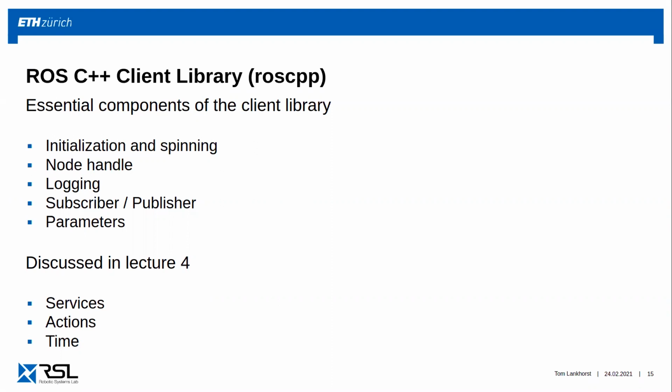First of all, we will discuss initialization and spinning, which is the essential startup of your ROS node, and does household and bookkeeping tasks. Then we will discuss what the node handle is. Logging, subscribers and publishers, and parameters are other essential components of the ROS CPP library. Later, in Lecture 4, we will also discuss services, actions, and ROS time.